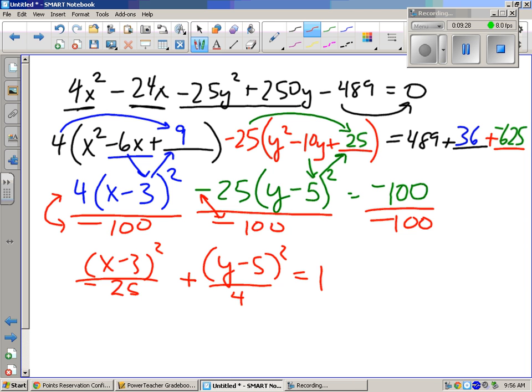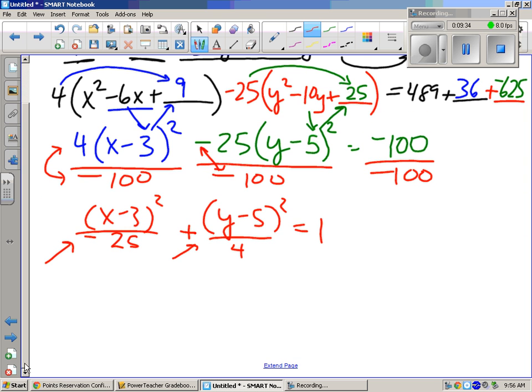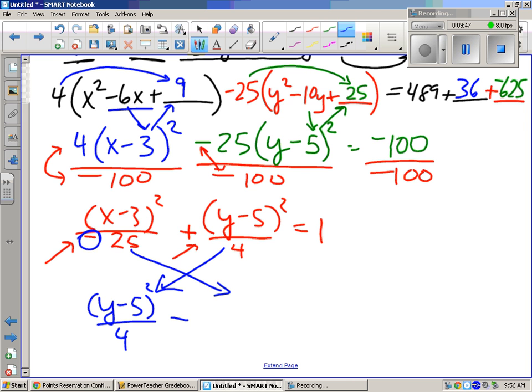So here's the problem. I have a negative here and a positive here. This is supposed to be a hyperbola. So I need to switch those two so the negative's in the middle. Okay, so I'm going to take this one and put it over here and this one over here. So y minus 5 squared over 4. This minus is now the minus in between, and then we have equals 1.